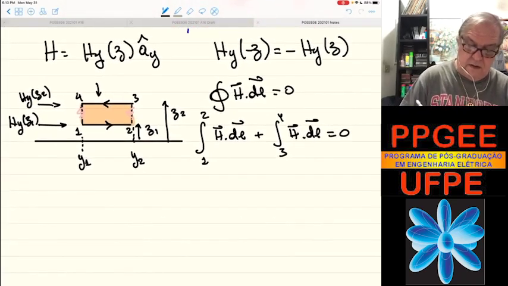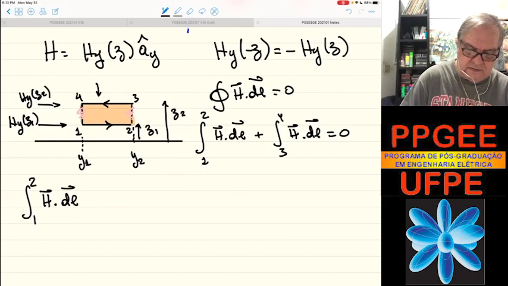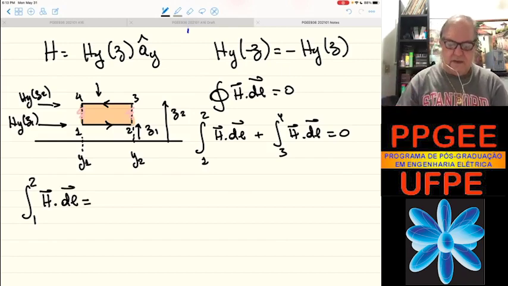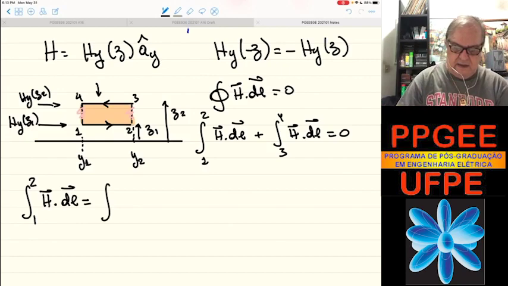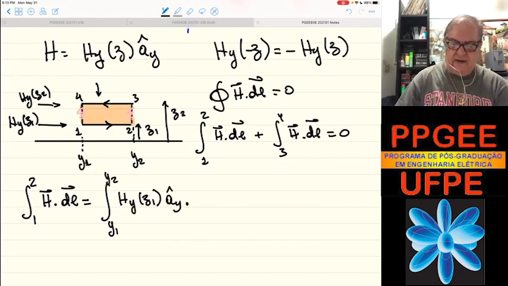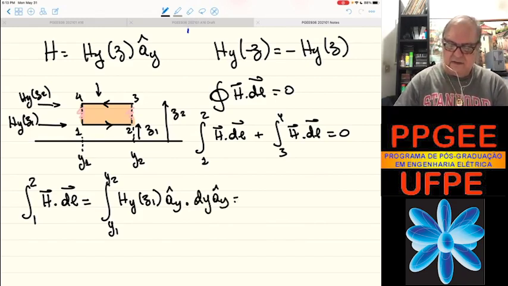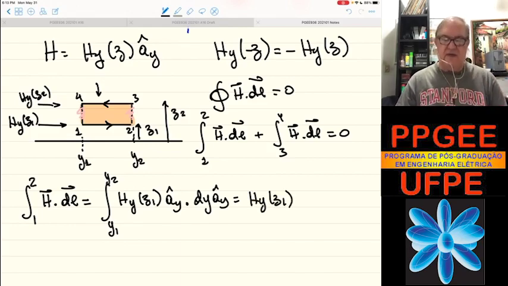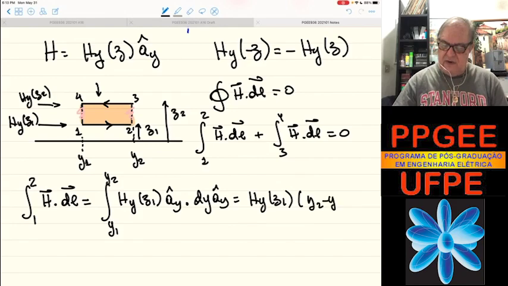Okay. Integral from 1 to 2 equals the integral from y1 to y2 of Hy of z1 ay. Well, I just need the y component of dL, so it's dy ay. Hy of z1 goes out of the integral because the integral doesn't depend on y. So it's going to be y2 minus y1.